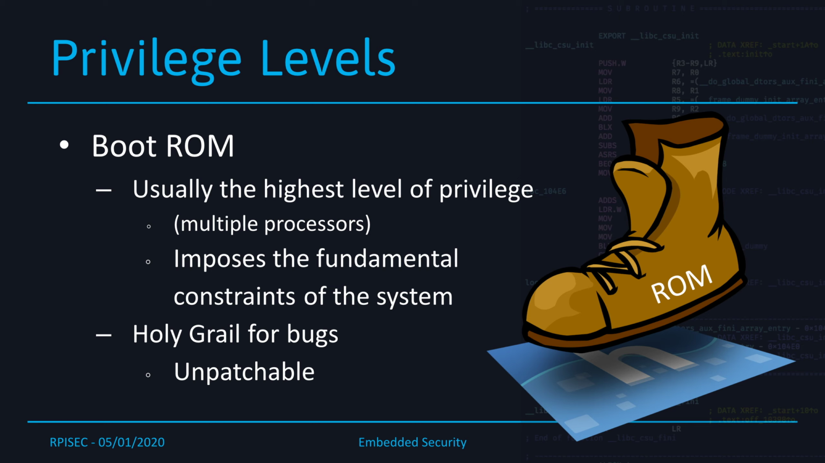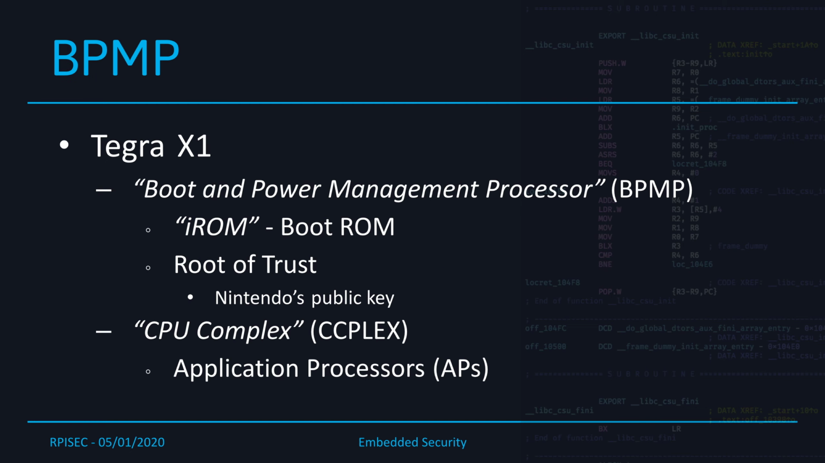The boot ROM is also the holy grail for bugs because it is unpatchable. It does its best to stomp on our homebrew, as we can see on the right with our boot ROM, but if you can find a bug in it, that is a full compromise of the root of trust, and an unpatchable full compromise of the root of trust. So, yeah. On the Tegra X1, the root of trust is actually a separate processor from the main application processor. It is called the Boot and Power Management Processor, the BPMP.